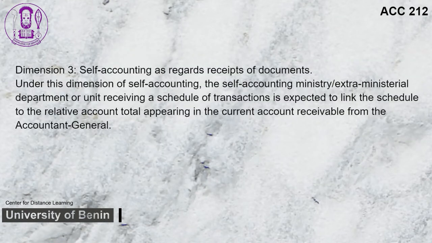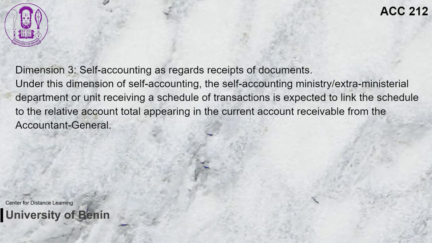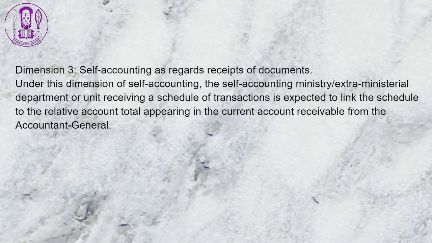Dimension 3, self-accounting as regards receipts of documents. Under this dimension of self-accounting, the self-accounting ministry/extra-ministerial department or unit receiving a schedule of transactions is expected to link the schedule to the relative account total appearing in the current account receivable from the accountant general.